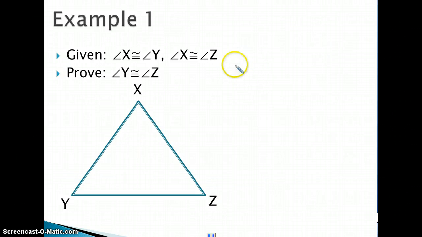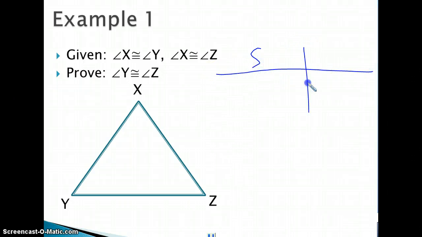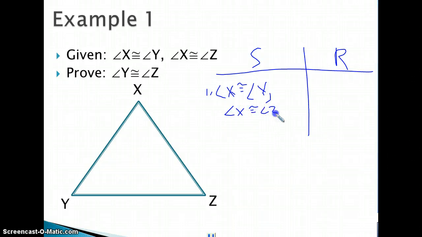And for this proof, we're given that angle x is congruent to angle y, and angle x is congruent to angle z. So we're going to set up our proof like we normally do. And we're going to start with our given information. Step 1, we're going to say angle x is congruent to angle y, and angle x is congruent to angle z, and that's given information.